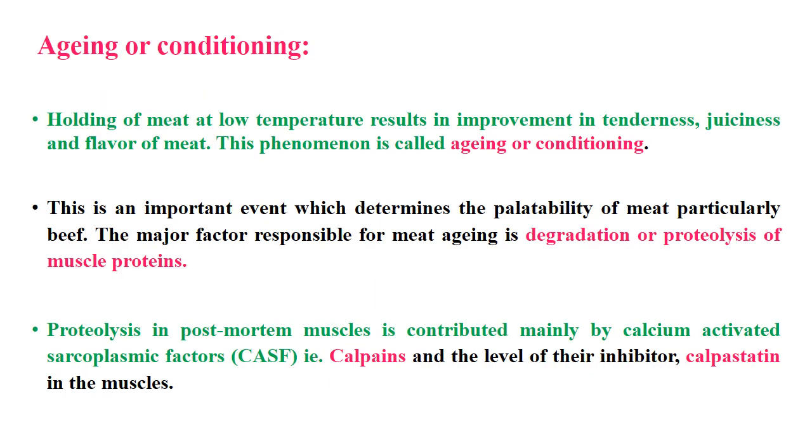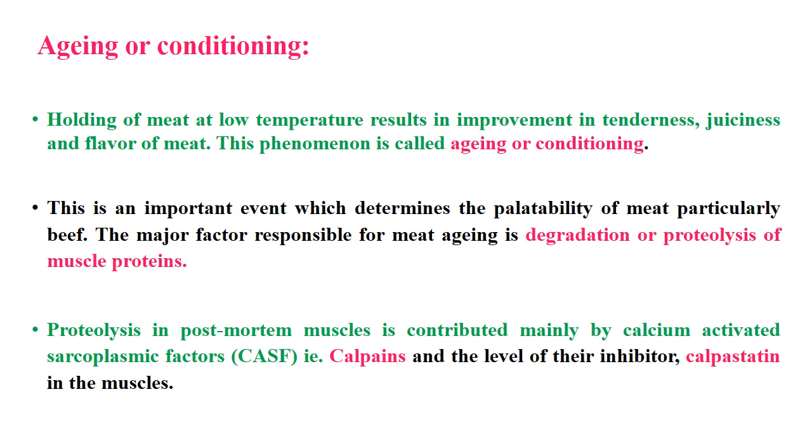Now we will briefly discuss aging or conditioning. This is a practice of holding the carcass above the freezing point for a sufficient time for some desirable changes. Holding of meat at low temperature results in improvement in tenderness, juiciness and flavor of meat. This practice is called aging or conditioning. This is an important event which determines the palatability of meat, particularly beef.